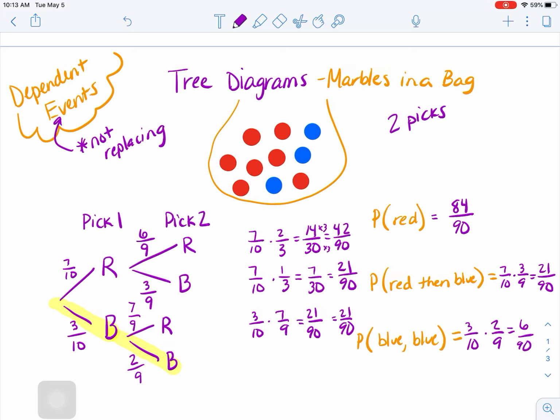So that's how you find, using tree diagrams, probability of dependent events.